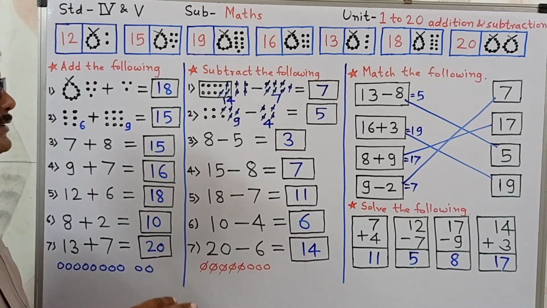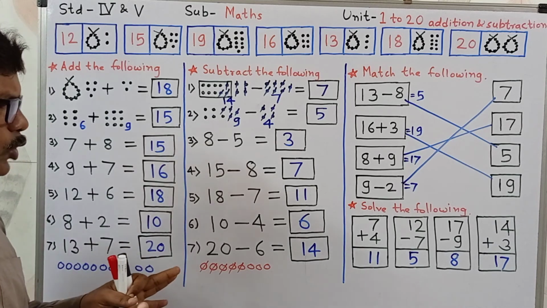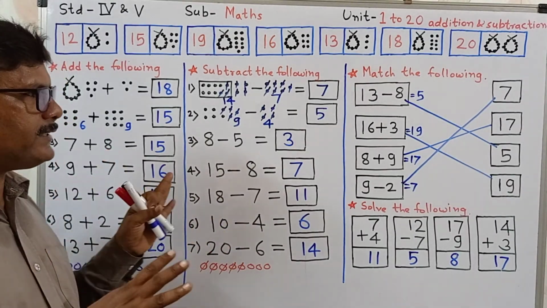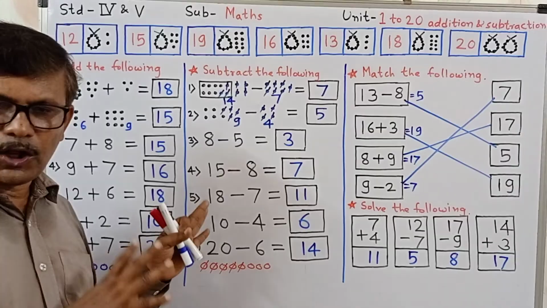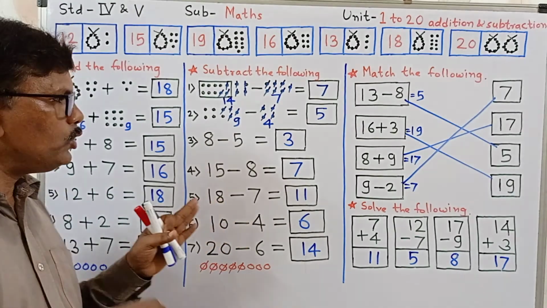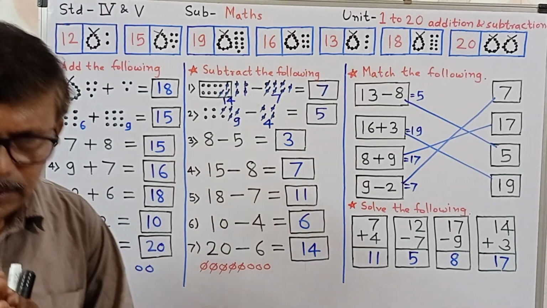So you know how to add the numbers and how to subtract the numbers. Very easy. I have told you 2 or 3 methods to add and subtract. Okay? Follow this, and if you have any query, see this video again and again. Okay? Thank you very much.